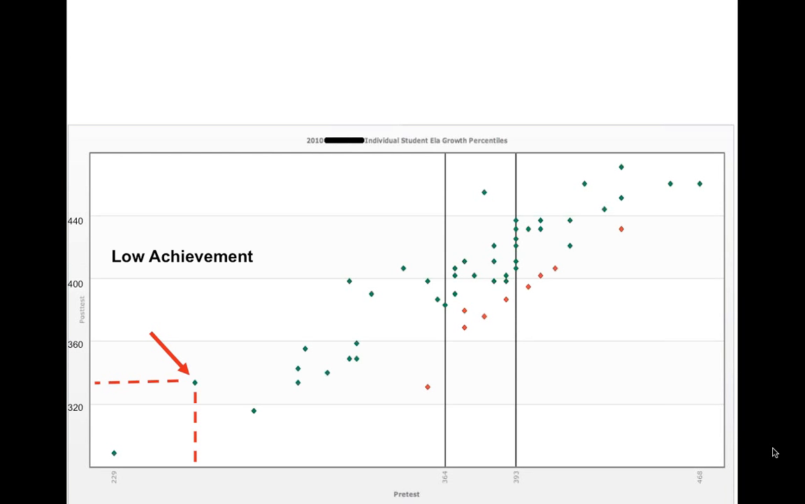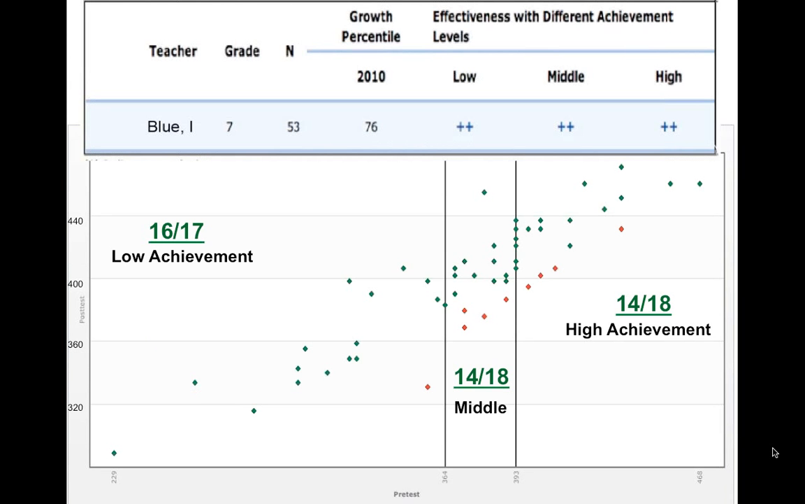Now there's another piece of information that this scatter plot communicates. The scatter plot is divided into 3 parts. Right? The left third shows students with low pretest scores. The middle third displays students with average pretest scores. And the right third presents students with high pretest scores. So what you can see from this plot is that the vast majority of dots in each third of this scatter plot are green. And what it shows is that this teacher is producing excellent learning growth with her low achieving students, her middle achieving students, and her high achieving students.